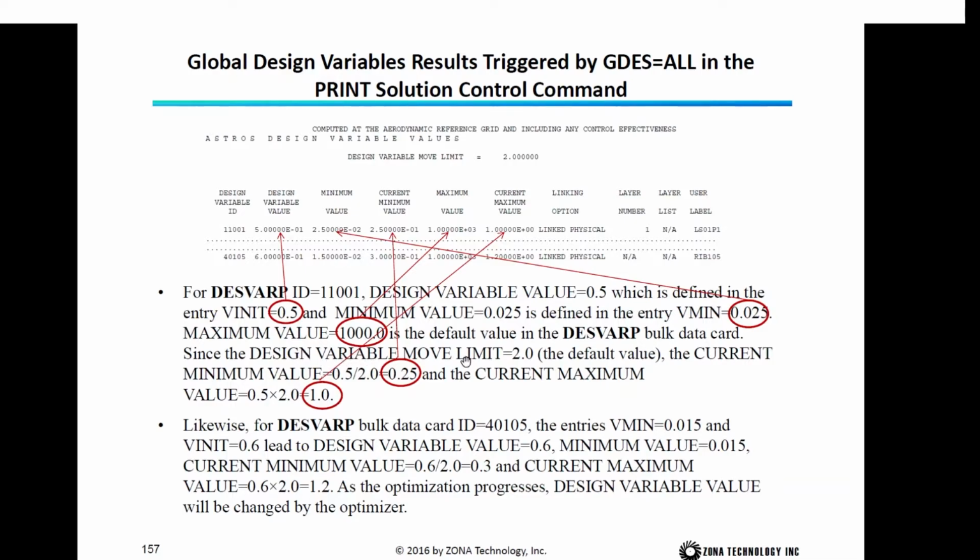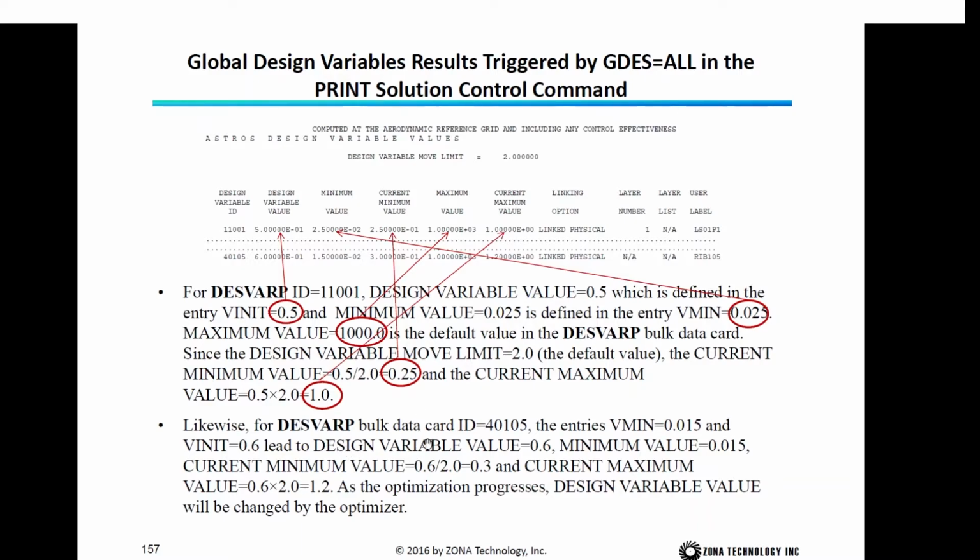Since the design move limit is 2, the default value, the current minimum value is 0.5, which is the V init, divided by 2, the move limit, equal to 0.25. So the minimum move limit is 0.25. The maximum move value is 0.5 times 2 equal to 1. Okay, so it has a lower move limit, it has an upper move limit.